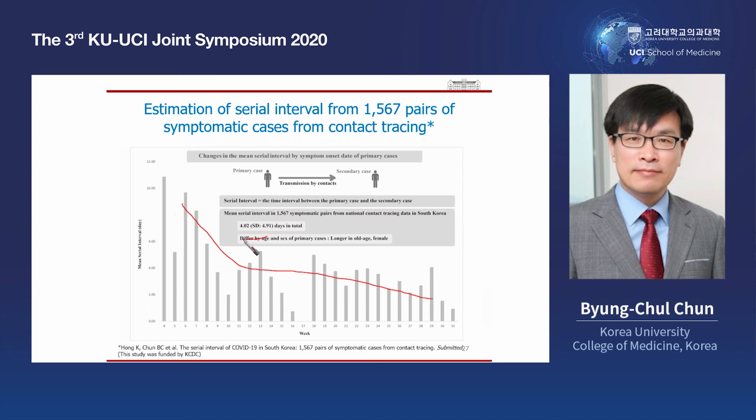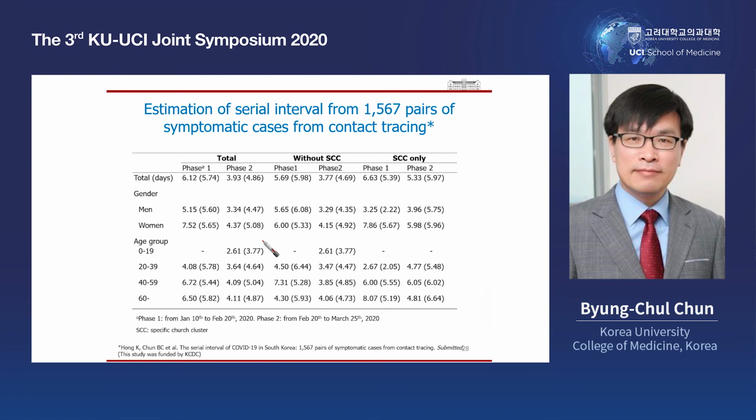But the mean serial interval was estimated at four days. The serial interval has a range of 2.6 days to about 8 days, with a mean of 4 days, and it depends on the characteristics of confirmed cases.